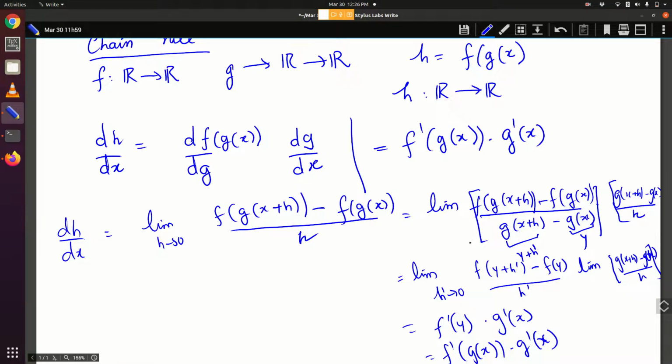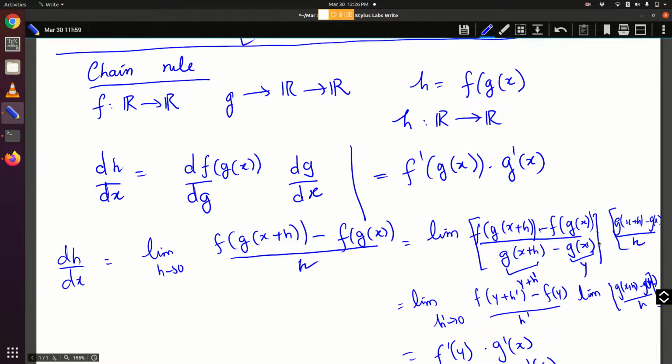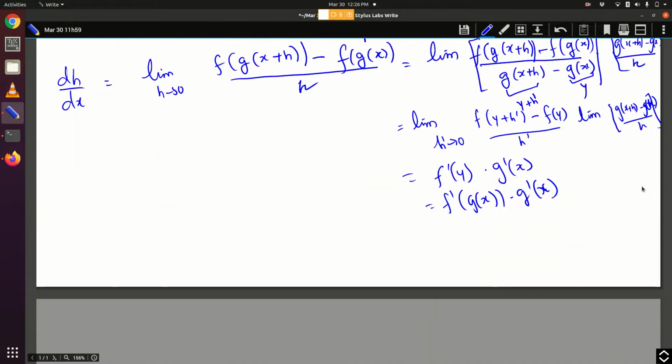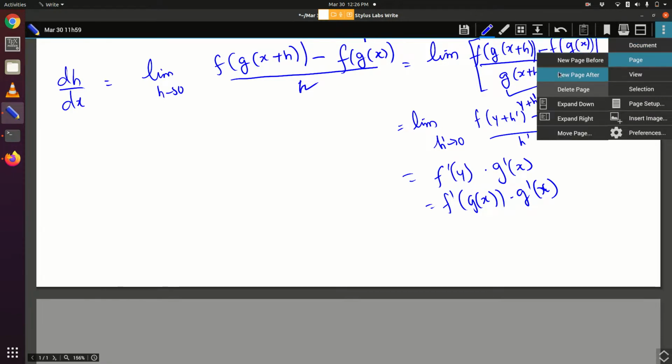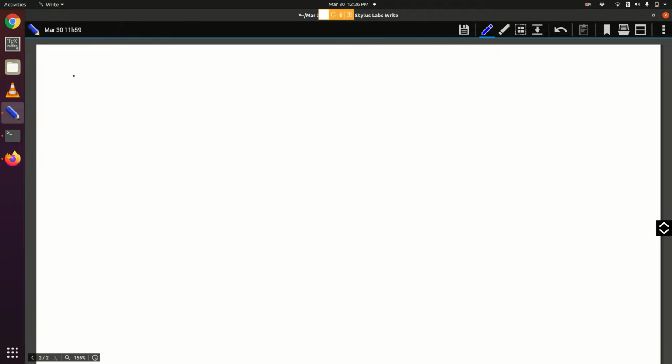These are all things that you have seen in school. I am just reminding you, just so that you get comfortable with these objects. Now, the chain rule in higher dimension. Let us write that.